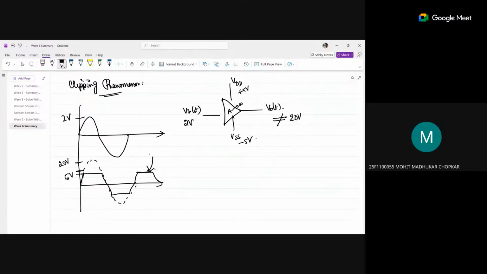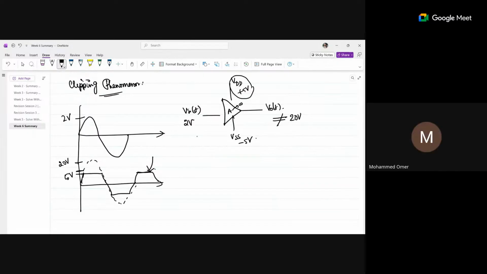Okay. It does not cover the full curved path because the limit is less than that 20 volts. The amplifier is supplied by whatever VDD and VSS, and the output depends on that. That's why, ma'am, the wave is not completed like a curve upwards. Yes. It is just clipped.